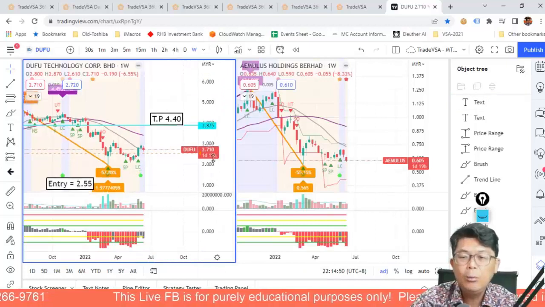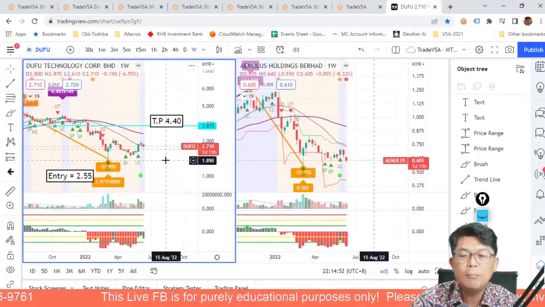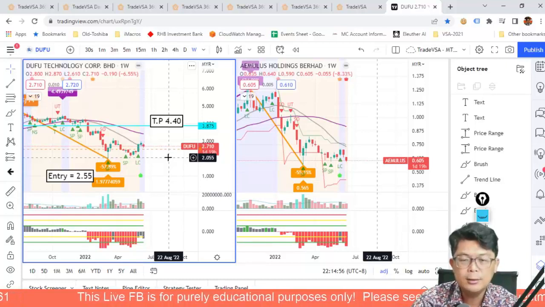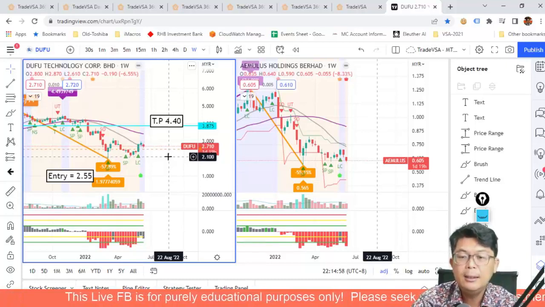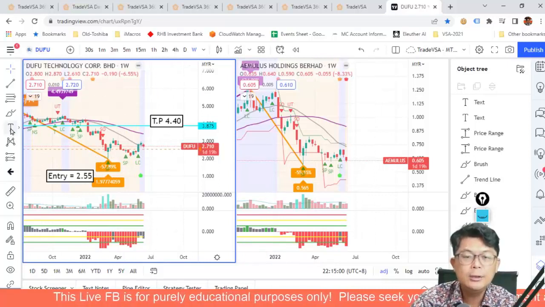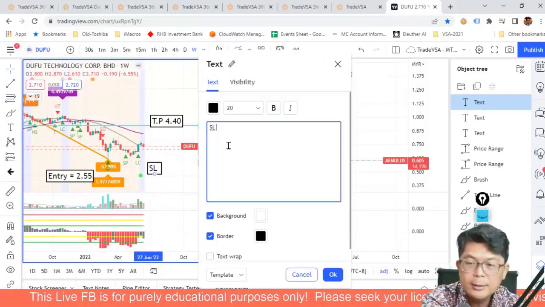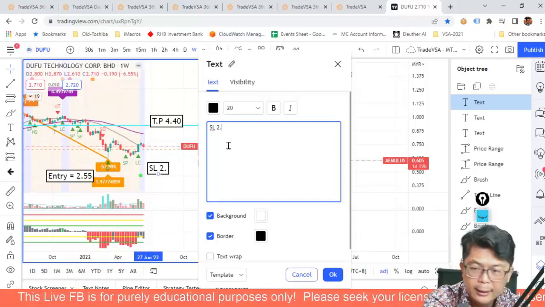Once we have that, where would be our stop loss? Our stop loss, we want it to be somewhere just below here, $2. Maybe 210. Okay, 210. Stop loss is 210.